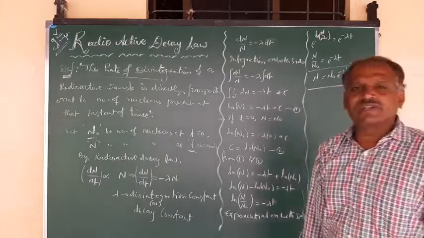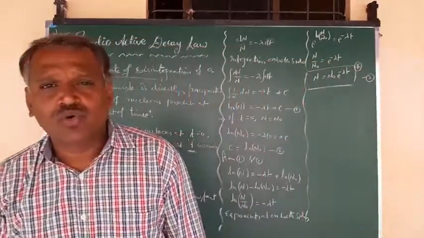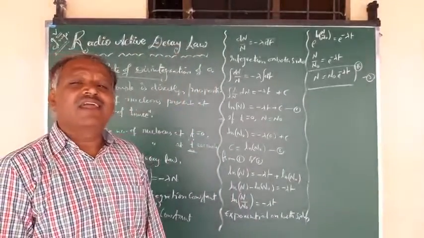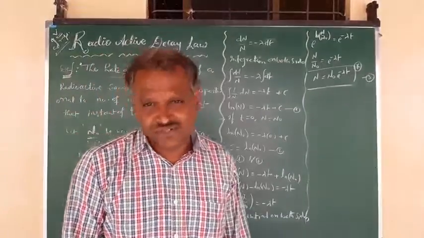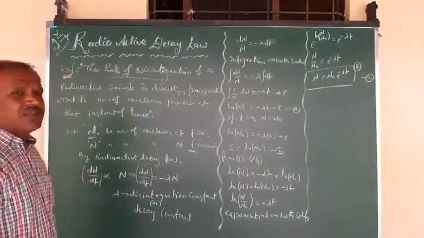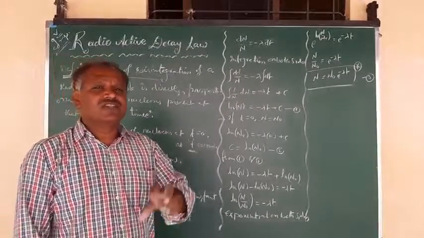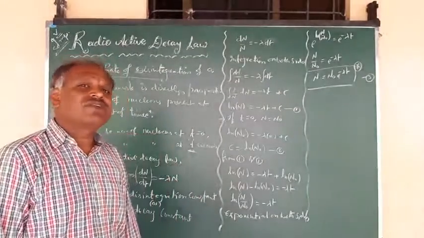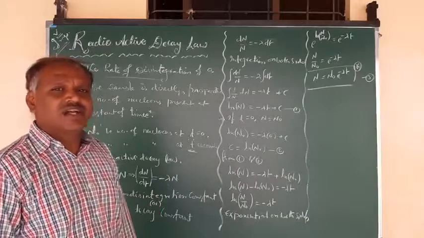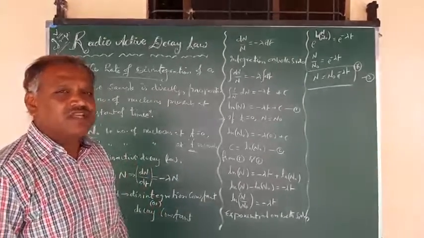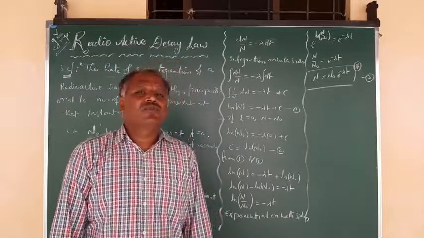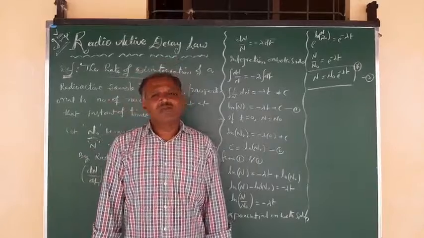The number of nucleons at any instant of time is given by N is equal to N naught e power minus lambda t. Lambda is the decay constant or disintegration constant, and N naught is the initial number of nucleons existing in the radioactive sample. After some time interval, or at an instant of time t, the number of nucleons present is given by this N value.